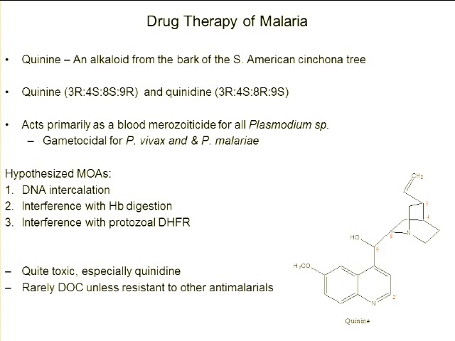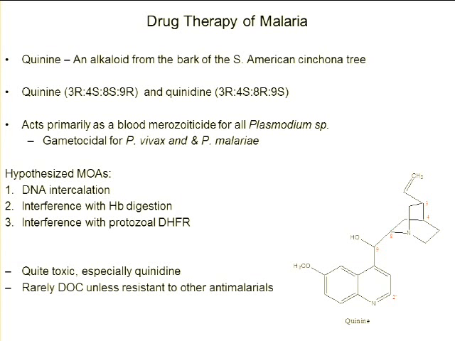So quinine is shown here, and I don't care that you know anything about the chemistry, but there are four stereocenters, four chiral centers here. And so quinine and quinidine are essentially the same compound, but they are enantiomerically distinct. So you can see that 3R is 3R, 4S is 4S, but the 8 and 9 positions are inverted. So this is the difference only in chirality, but the two drugs are otherwise identical.